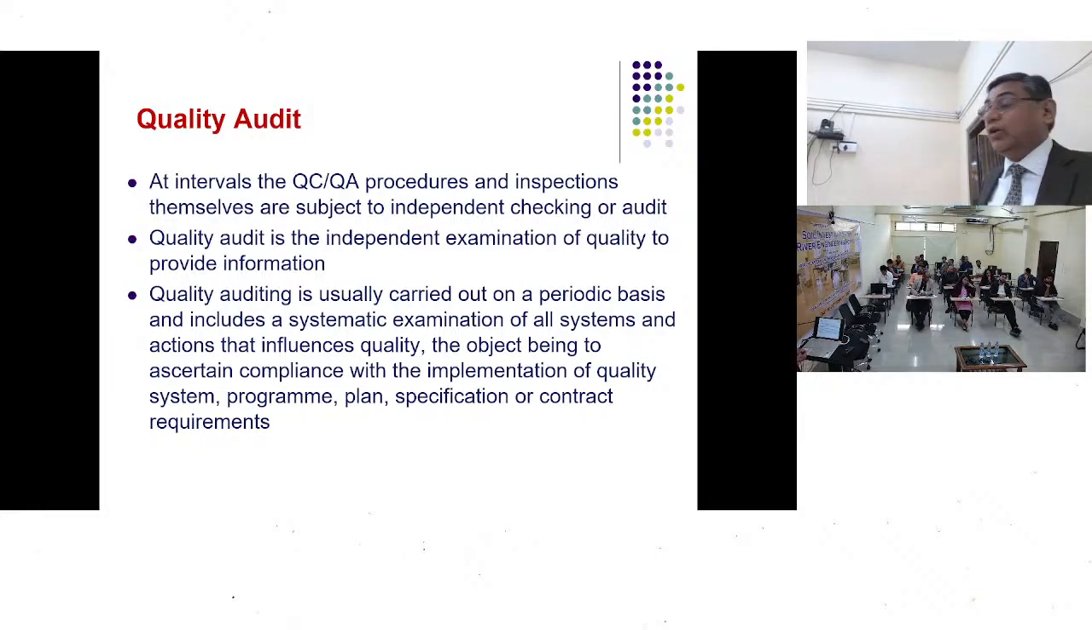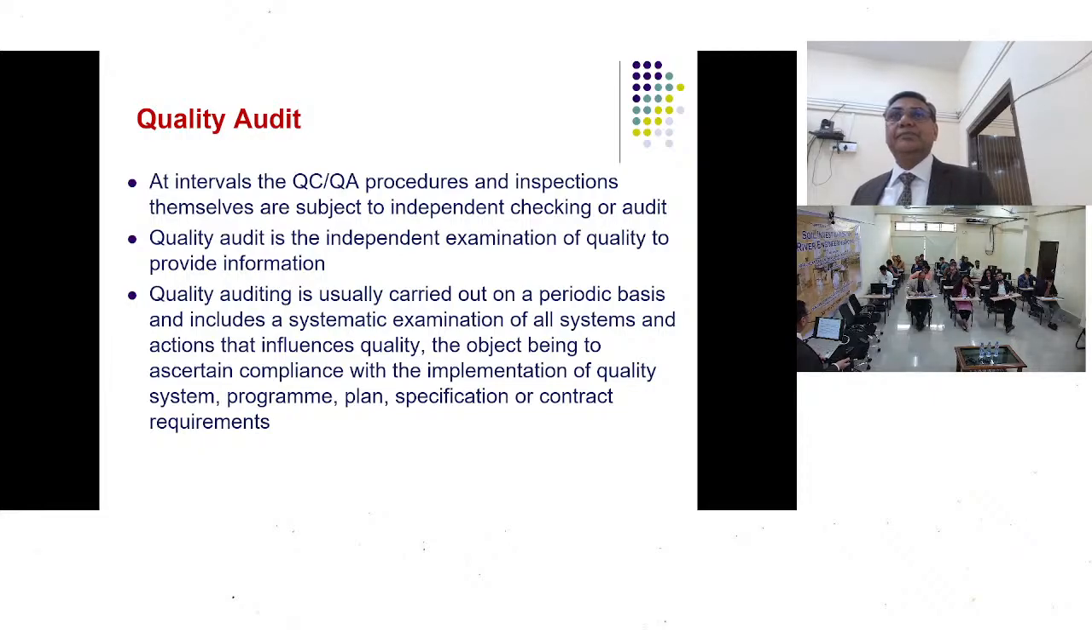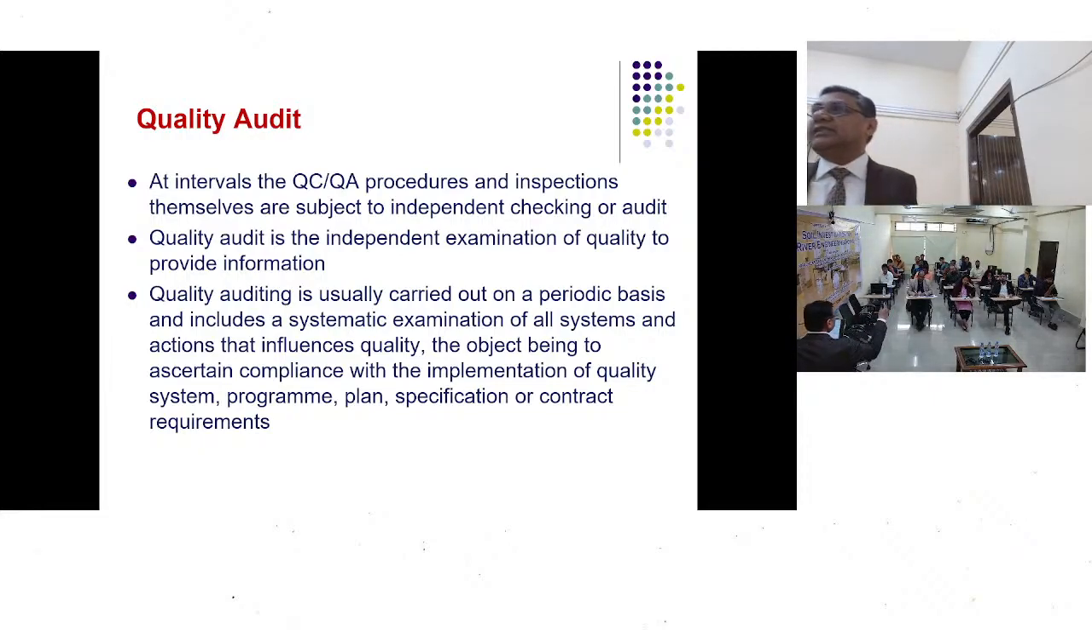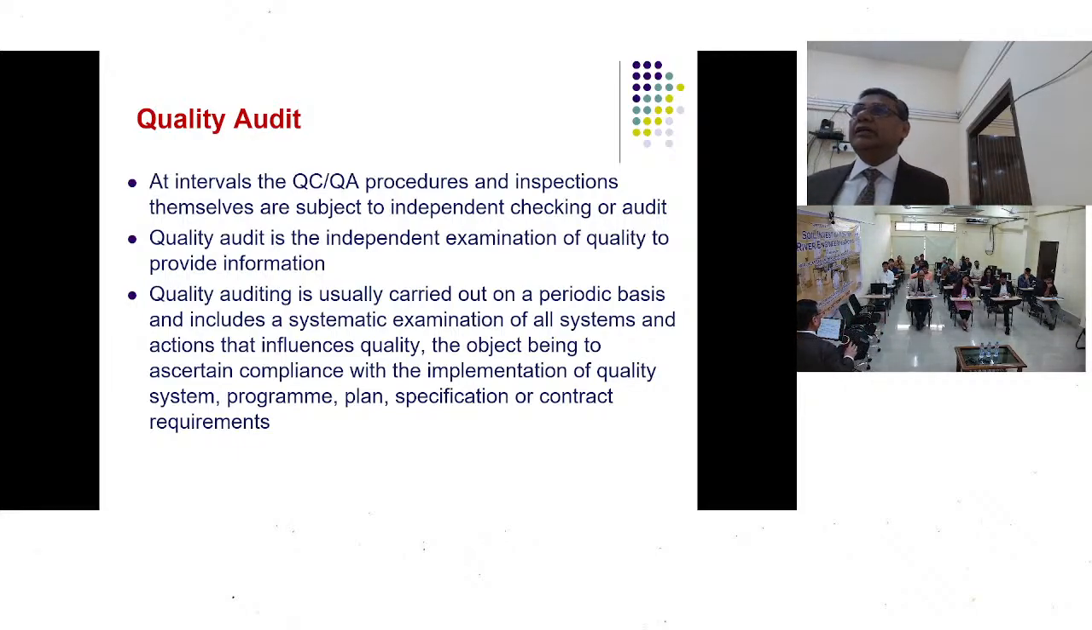Then, as I was saying, quality audit. At intervals, the QA/QC procedures and inspections themselves are subjected to independent checking or audit. So, we are three people. He is the construction person, she is the quality control person, he is the quality assurance person, and somehow they all are not exposed to that particular level. So, they use some simple techniques to check. Now the quality audit people will say, okay, you had used A, B and C only to check. You have to go up to D, E, F and G also. So all these aspects also have to be looked at.